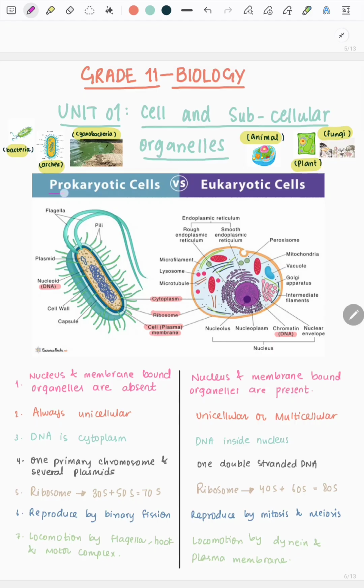The word pro means before and karyotic means nucleus. So the prokaryotic cells are the cells that arose before the appearance of the nucleus. This means that prokaryotic cells lack a proper nucleus. Their DNA is dispersed in the cytoplasm.